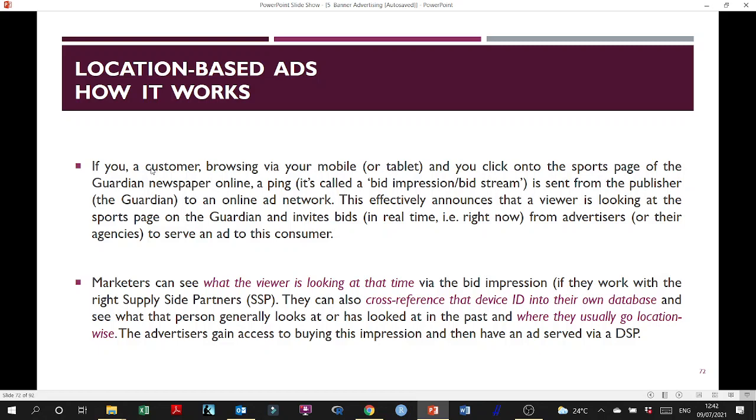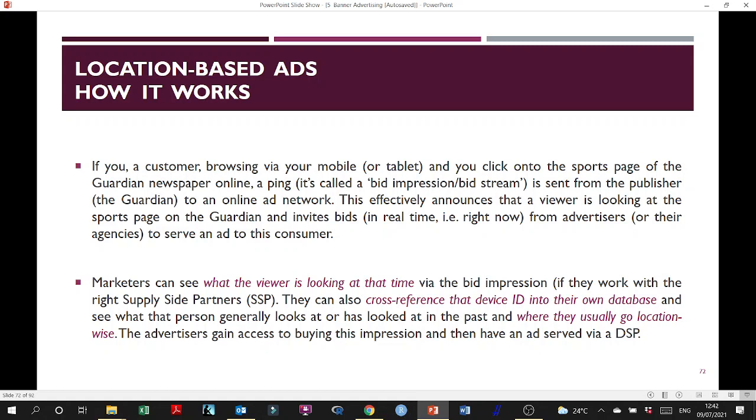So if you are a customer browsing via your mobile or tablet and you click onto the sports page of the Guardian newspaper online, there will be a ping, we call it. A ping, it's called a bid. So a ping is also a bid impression or bid stream that is sent from the publisher, which is the Guardian here, to an online ad network.